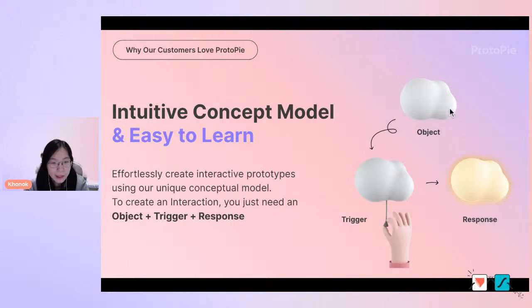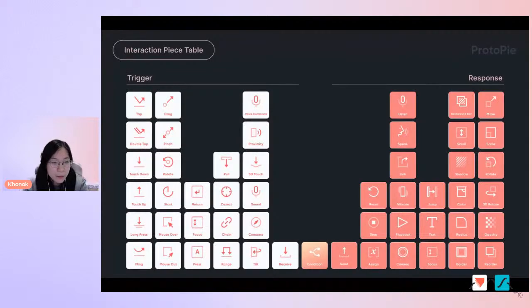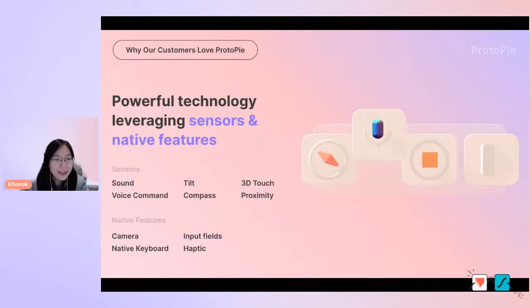So after understanding all this, there is nothing more you need to worry about. This is because in ProtoPie, we provide you with every single trigger and response you will need to use when you animate your designs. And also in ProtoPie, the capability is beyond the limit. It helps users to enable the native sensors of your smart devices such as sound, voice command, camera, native keyboard. You just name it, we all have it in ProtoPie.